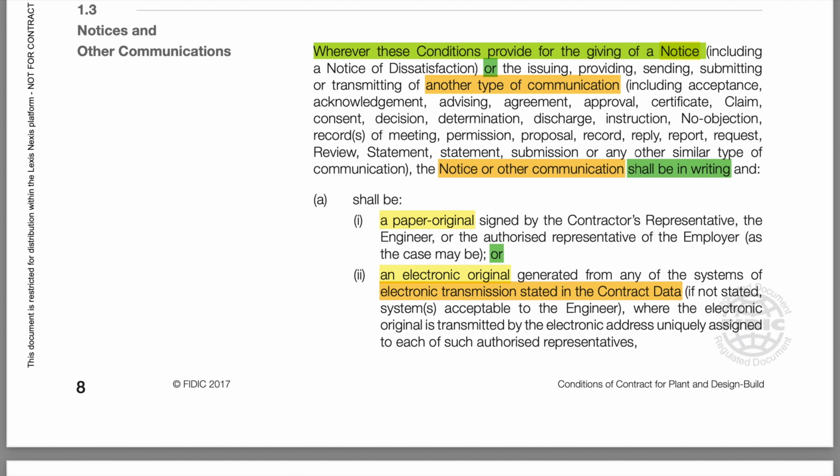Under A, it states a paper original signed by the contractor's representative, the engineer, or the authorized representative of the employer, as the case may be. So the notice or other communication basically shall be signed. And then an electronic original generated from any of the systems of electronic transmission stated in the contract data. Of course, if it's not stated, systems acceptable to the engineer shall be used, where the electronic original is transmitted by the electronic address uniquely assigned to each of such authorized representatives, or both, as stated in these conditions.